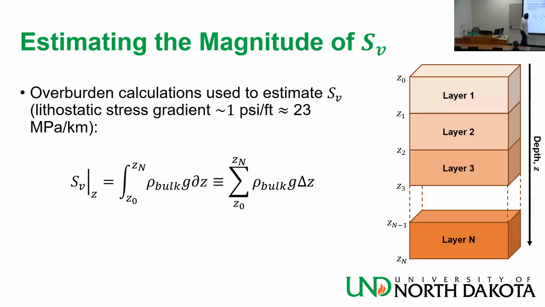And the logical assumption can be 1 PSI per foot. So if you are calculating an SV, you will expect it to be on the order of 23 MPa per kilometer or 1 PSI per foot. I wouldn't be very surprised if I found 1.1, 1.2, 0.9, even 0.85. But I would be very surprised if I found 3 PSI per foot. It would be crazy, illogical. Or 0.3, it would be very small.